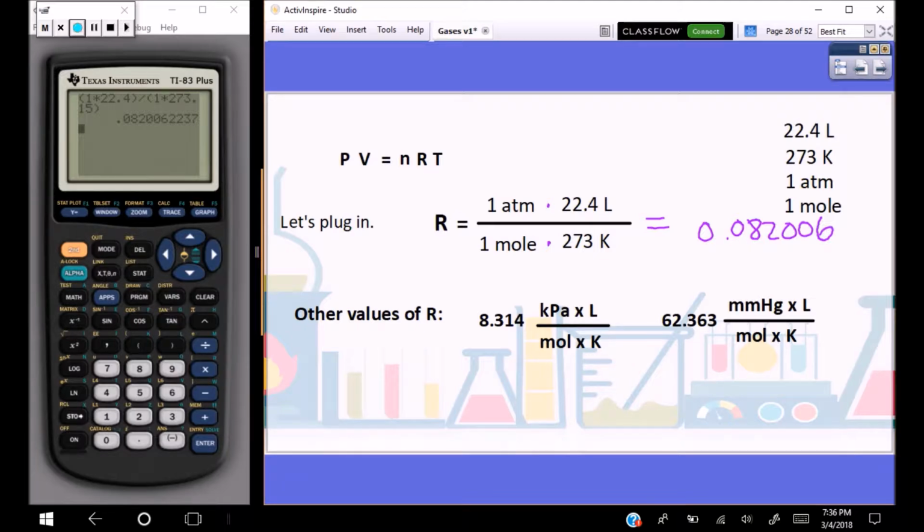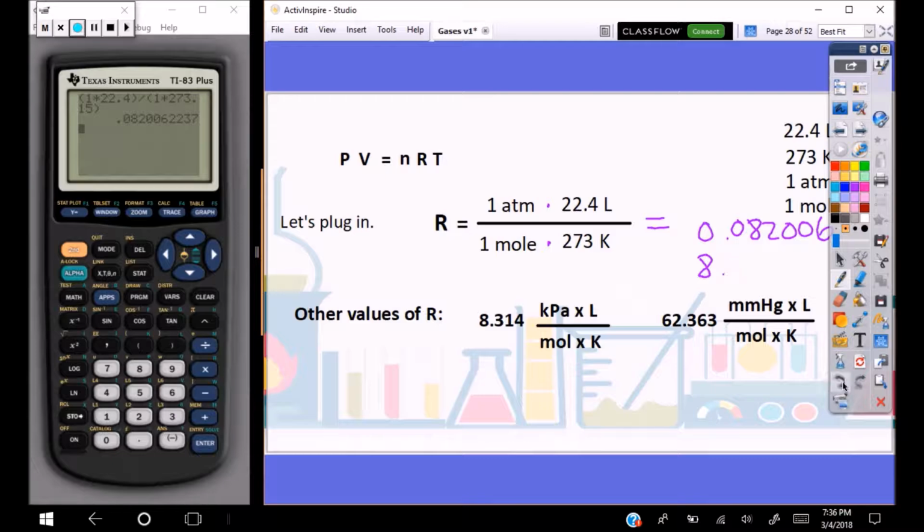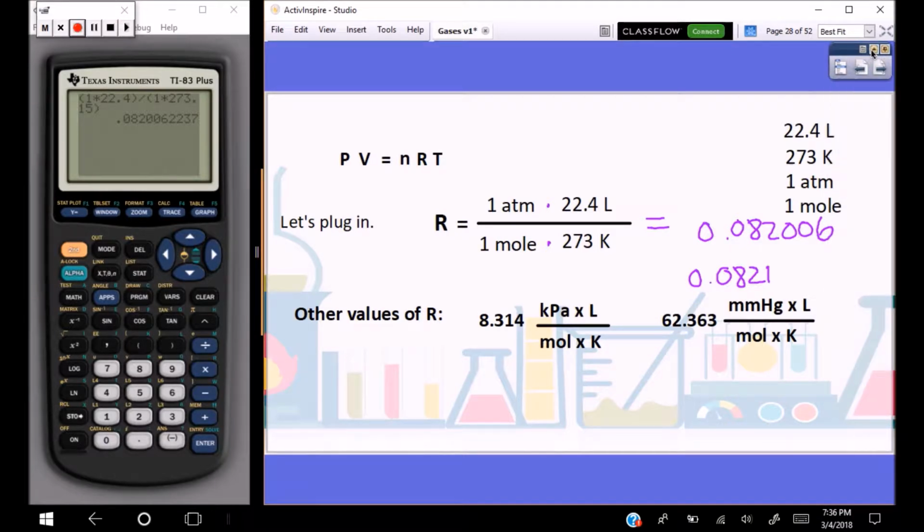0.082006, otherwise known as 0.0821. And we know that those units don't cancel out, so we've got atm, liter, mole, and Kelvin. So if you've ever wondered where those units come from before, that's where they come from. Atm, liters, mole, Kelvin. It's one giant unit.